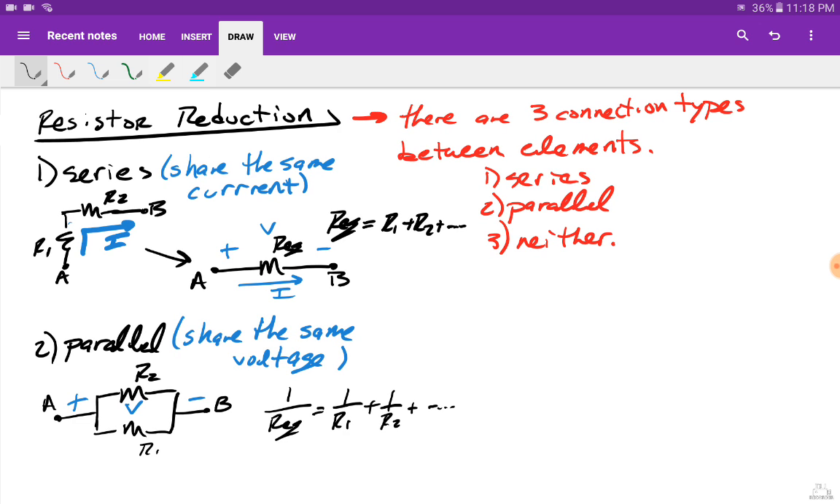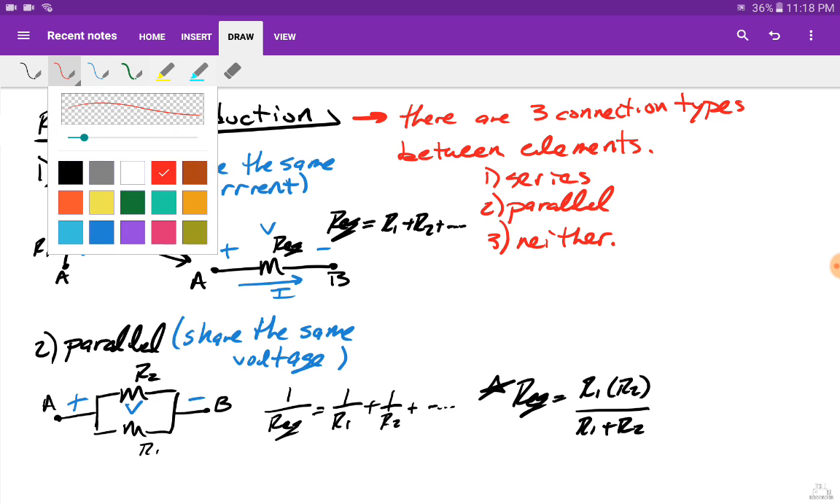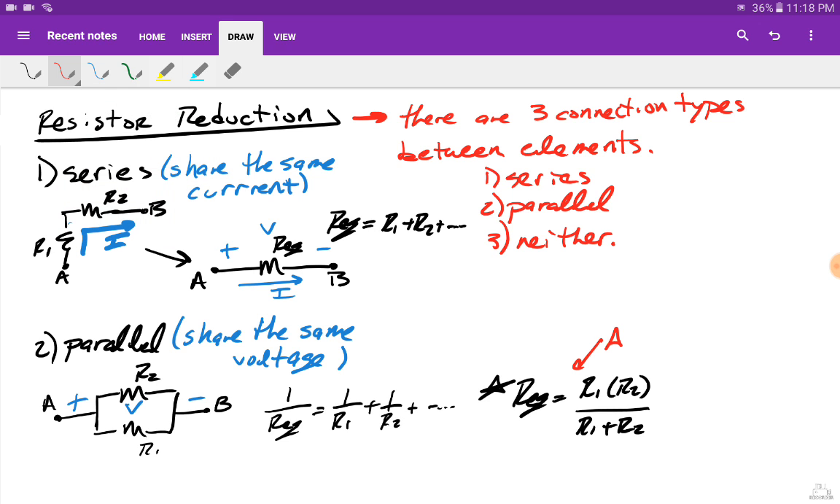I could have 99 resistors between A and B. They're all in parallel, okay? Now, here's a special note about the parallel connection. If ever you have two resistors in parallel, you can just say this. Req is R1 times R2 over R1 plus R2. This only works for two resistors, okay? A lot of people misunderstand this.